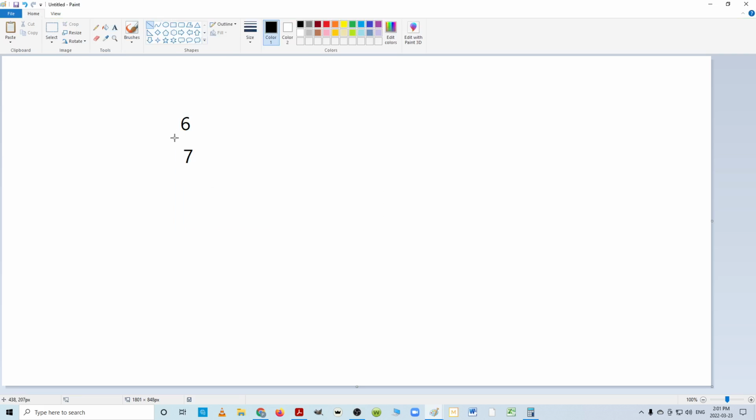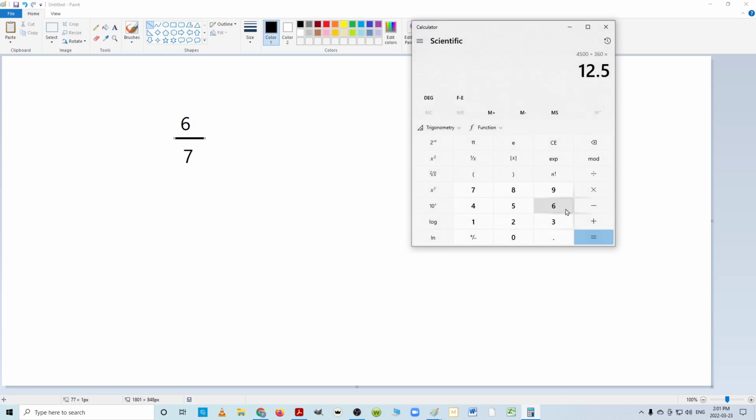This fraction just means 6 divided by 7. Now, if we're leaving it in fraction form, we just leave it like that. If we want it in decimal form, we take our calculators and we take 6 and divide it by 7, and this is called the decimal form.